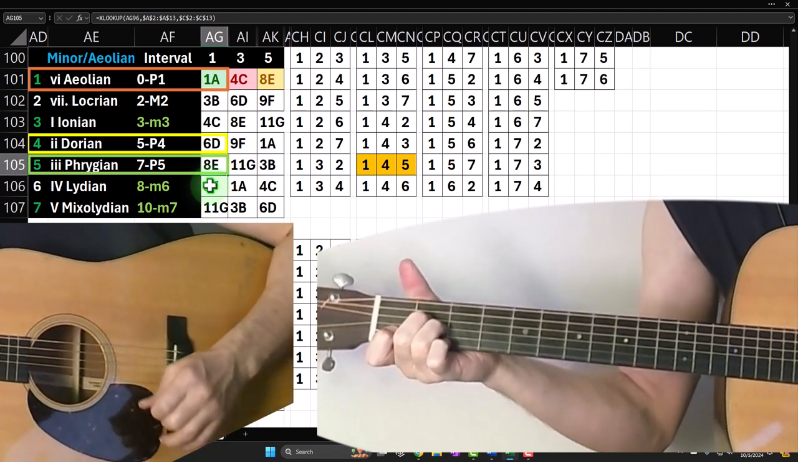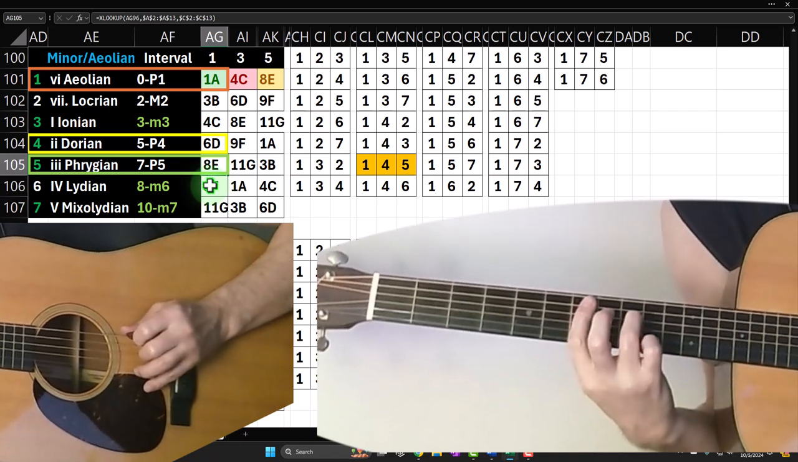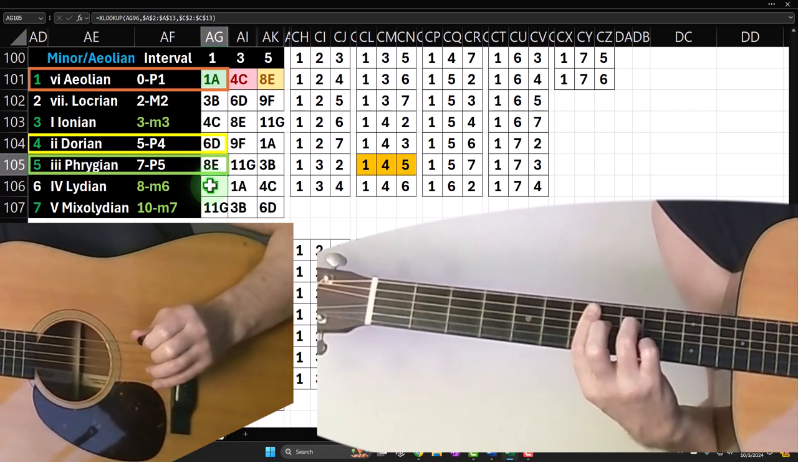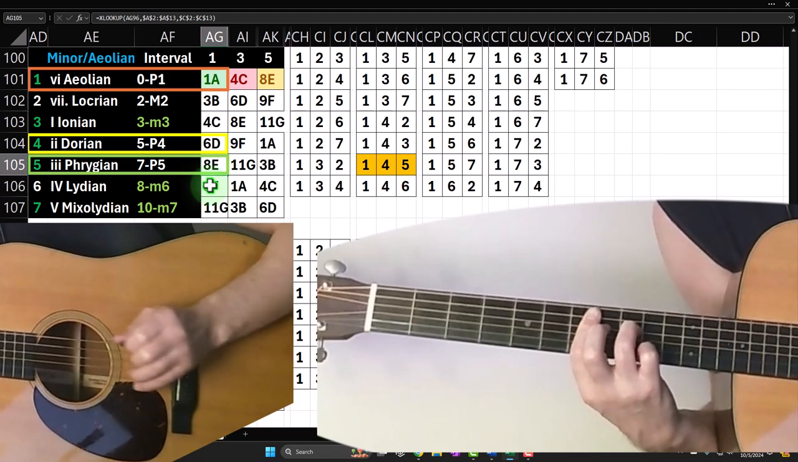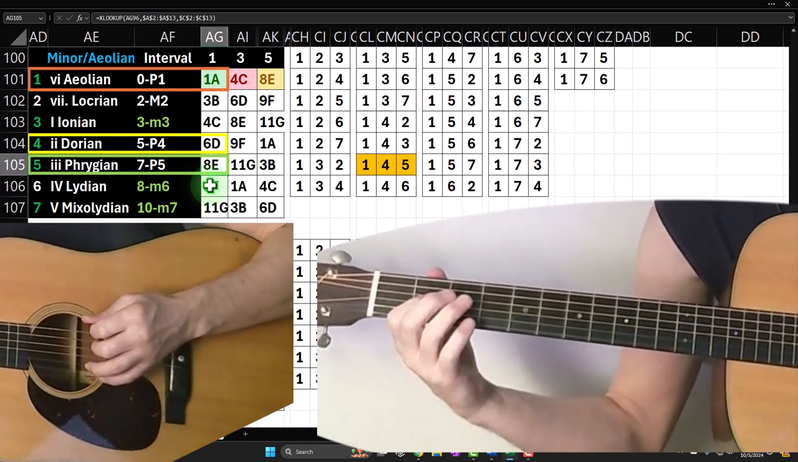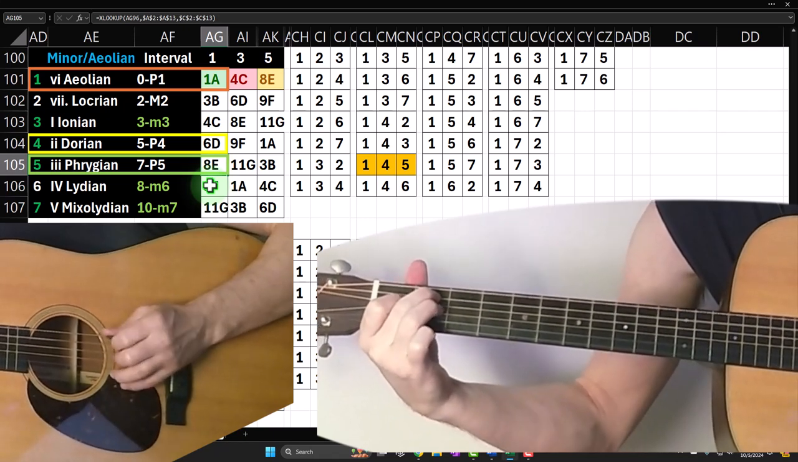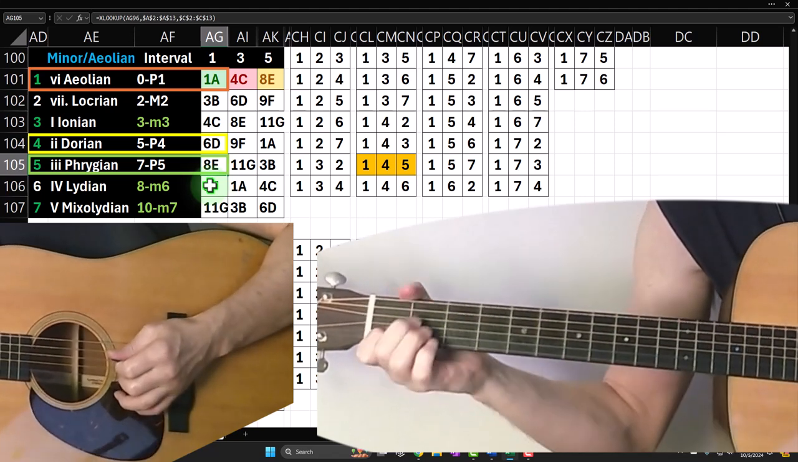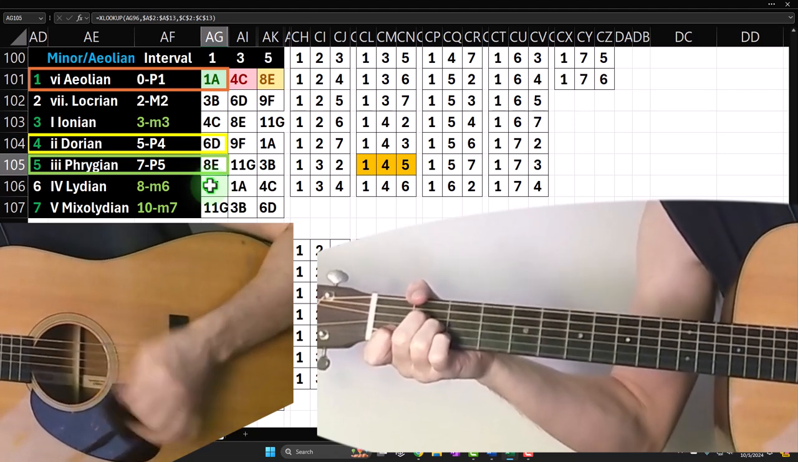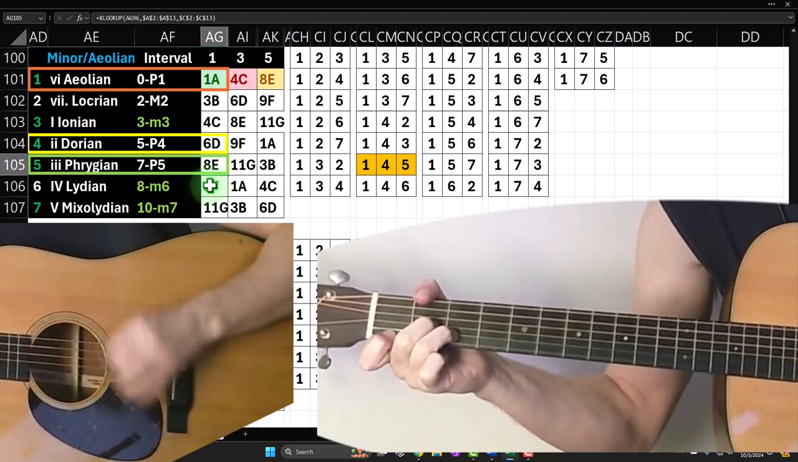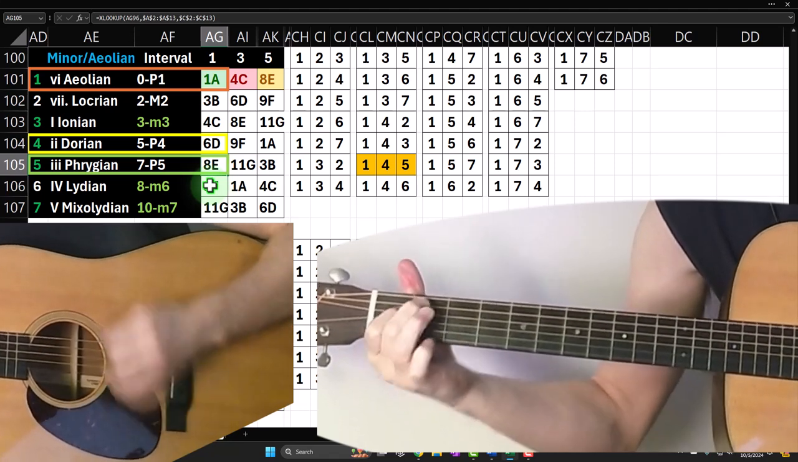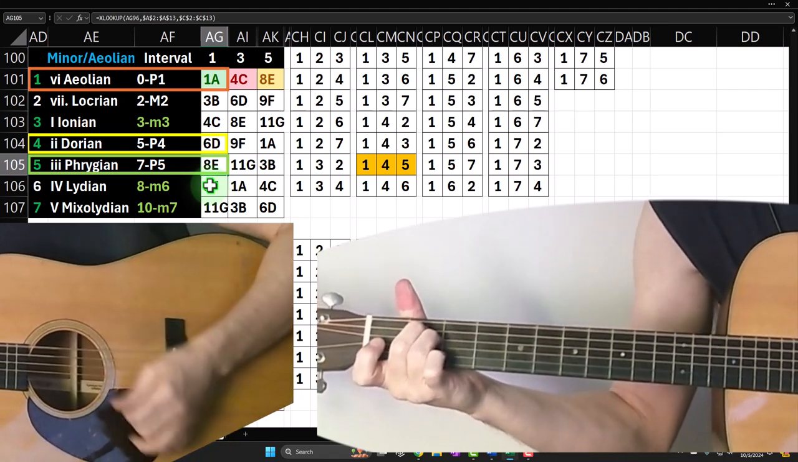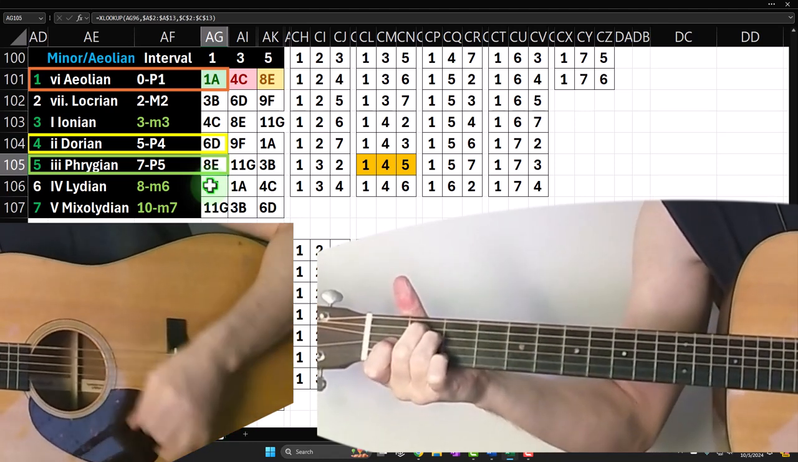Okay, what if I wanted to lead into the E? Well, the fifth of the E, if I make a power chord, is a B. So I could throw in a B major or B dominant 7, let's say. So here's my B. I could do something like that. So I could say, okay, A minor, seven to the E minor, E major to the A.